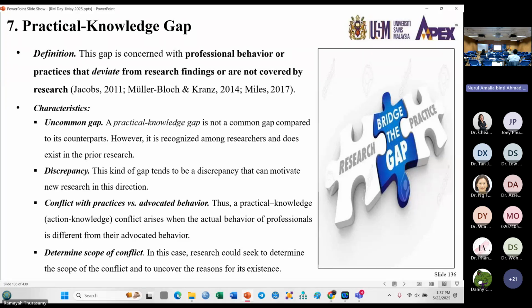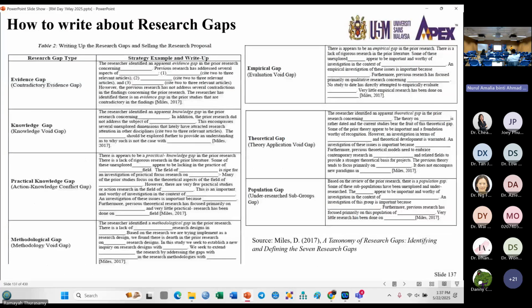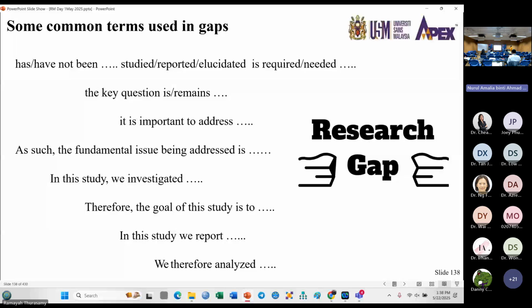But when I'm writing a paper, at least one of them must be addressed. This paper even gives you how to write the gap for each of the gaps. Wow, very good. It's already 8 years old now. These are some of the terms they use to write the gap: they have not studied it, they have not addressed this question. This is how you can write up some of your research gaps.